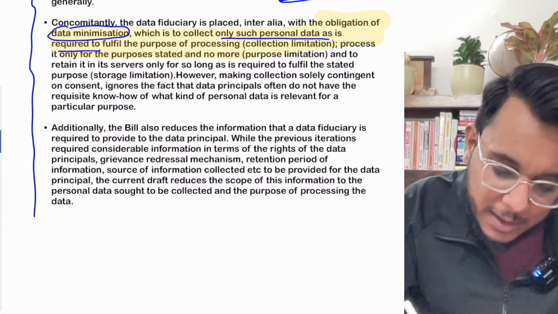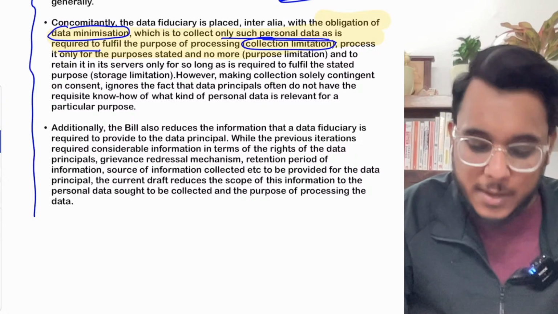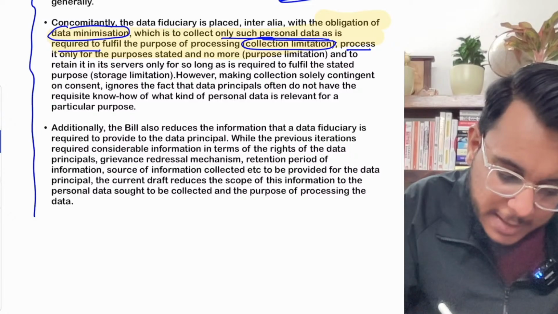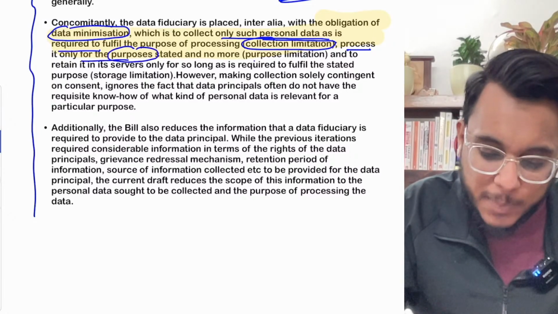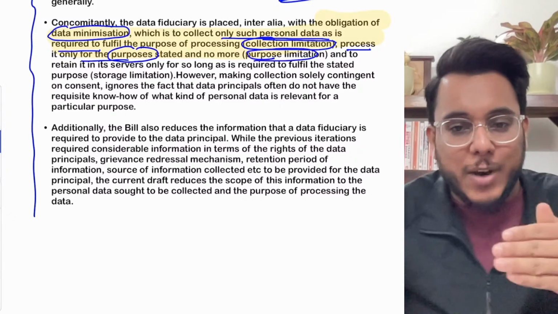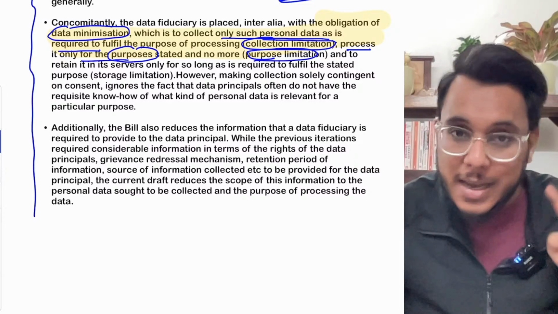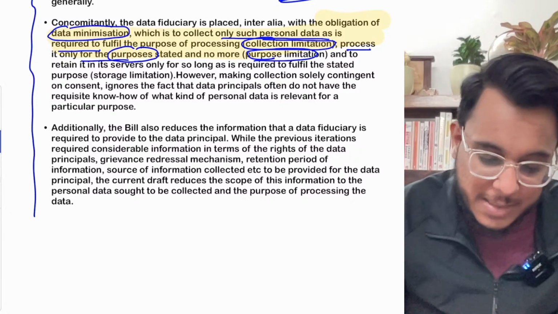Then collection limitation is there. Fine. Then it has been provided that the data is to be stored only for the purpose that has been stated. Purpose limitation is there. Fine, you collected the data for X thing, you cannot use it for Y thing. So purpose limitation is there, collection limitation is there. Okay, data minimization is there.